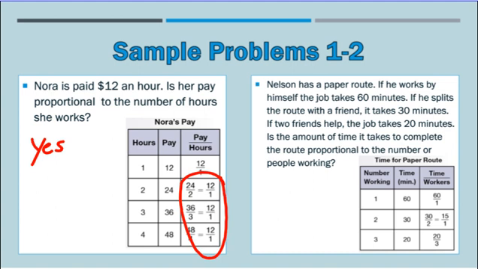If we look at our table, 1 person working, it takes 60, so it's 60 over 1. 2 people working, it was 30, so that's 15 to 1. 3 people working, takes 20 minutes, so that's 20 to 3. They are not all the same, so no, this is not proportional. And for it to be proportional, it has to be consistent. It has to have the same rate each time.